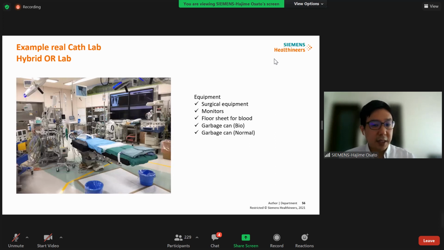Set around the table. So patient image is displayed on the big wall monitor. In the hybrid room, a lot of tubes connect to the patient, so we have to take care of tube tension and collision, and getting caught when we move the angio system or table.